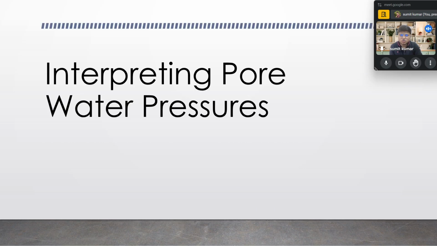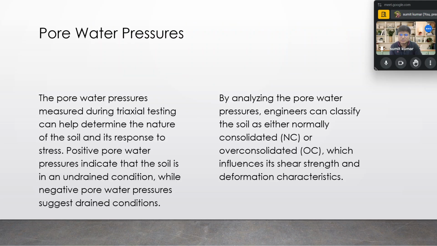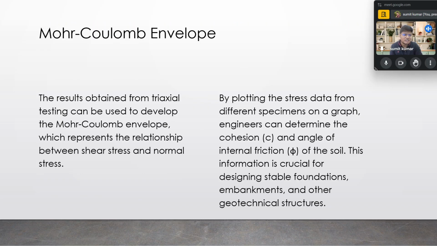We also came to know that the pore water pressure measured during the triaxial test can help in determining the nature of the soil and its response. By analyzing the pore water pressure, engineers can classify the soil as either normally consolidated or over consolidated. We came to understand the over consolidation ratio, the ratio of the stress applied in the past to the stress applied in the present. We also understood the Mohr Coulomb failure envelope and how it is formed.